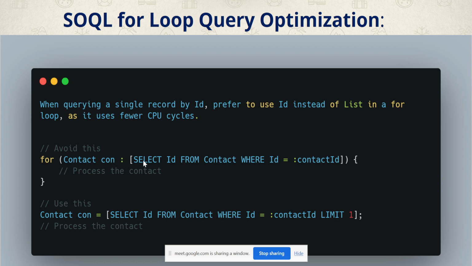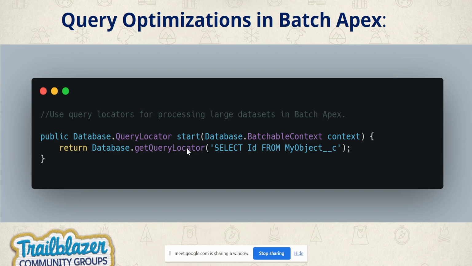So that is not a good practice to use SQL directly inside the for loop. If you do this, it may cause CPU time limit or heap size problems. Let's say I need only one contact, so you can use Contact con with a SOQL query, LIMIT 1, not a list of contacts, only a single record. You can use Contact directly like that. So always avoid SQL in a for loop.